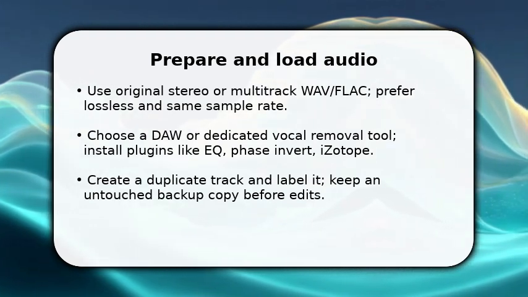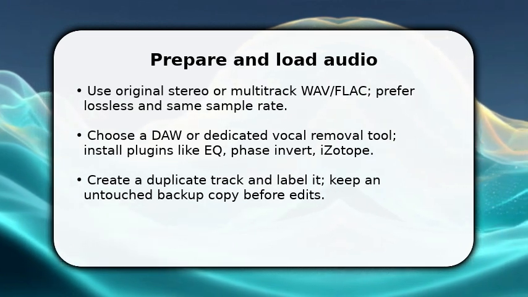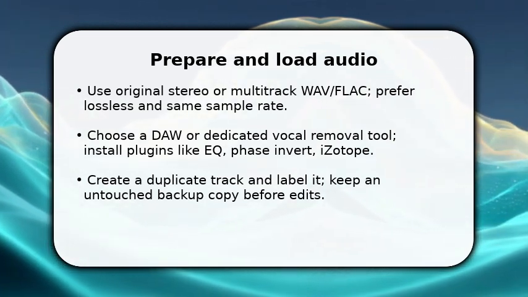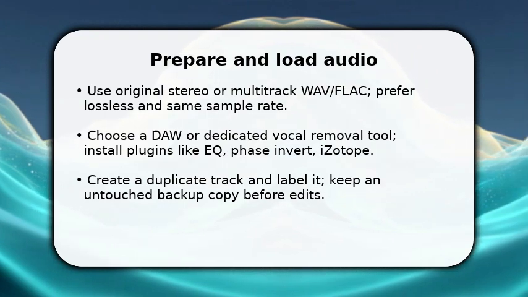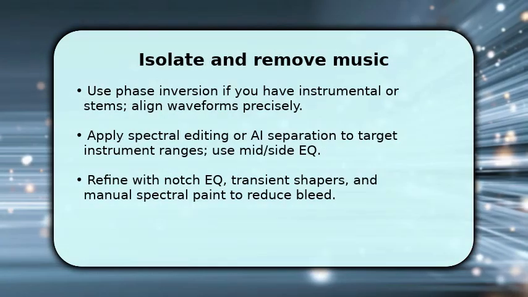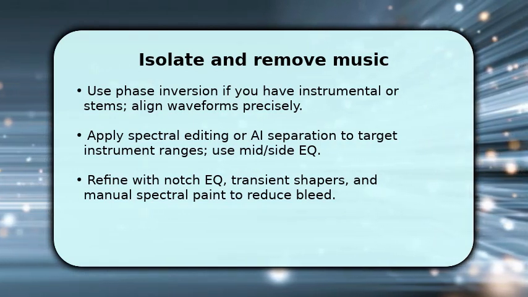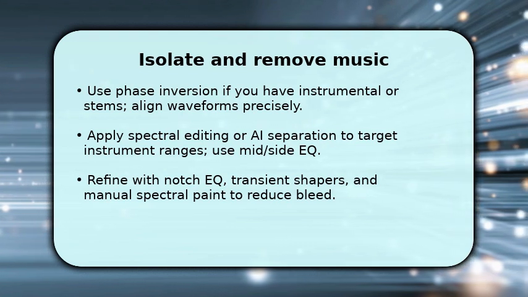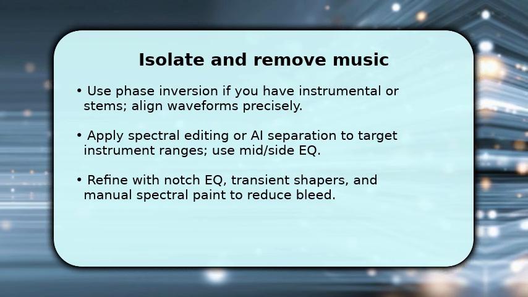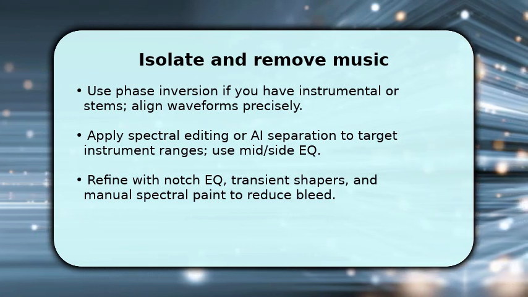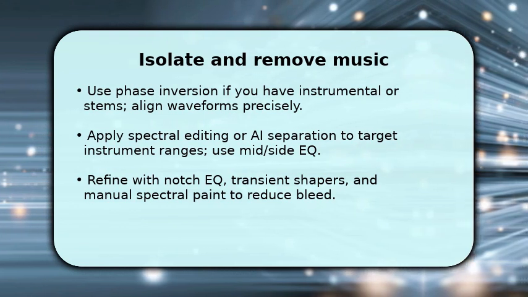Now pick the method. Phase cancellation on stereo stems if you have them, or AI isolation tools if you only have a stereo mix. You now perform the heavy lifting. If you possess a stem or instrumental track, align and invert phase to cancel shared elements. Precise sample alignment is critical for deep cancellation. If not, run an AI separation or spectral editor and isolate the vocal or instrumental layers. Adjust separation strength and preserve transients.